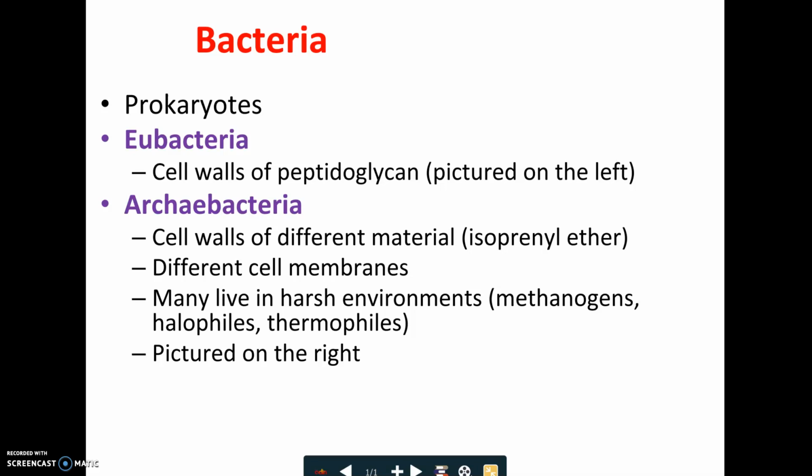And then Eubacteria are going to be the ones that we find sort of in our everyday lives. They do good things and bad things. A lot of people are familiar with E. coli, or lactobacillus in yogurt, or strep that causes strep throat. So those are all Eubacteria.